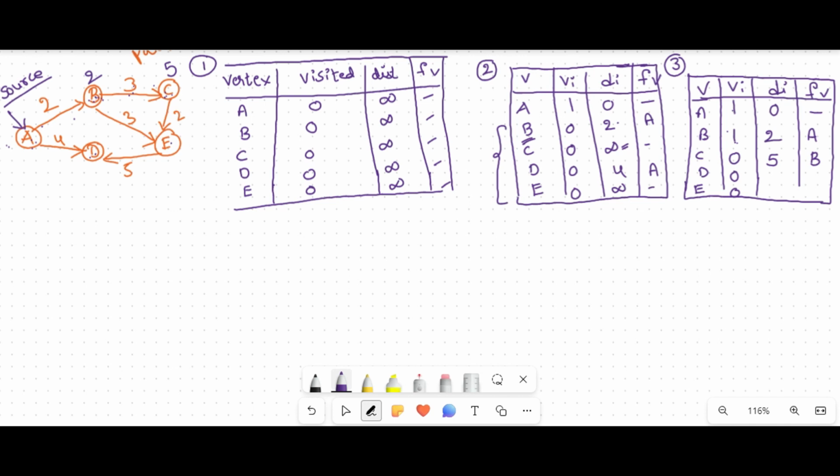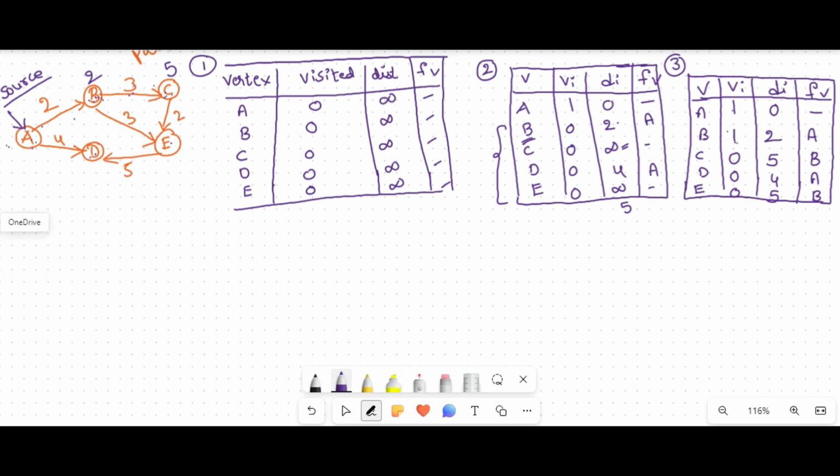Next, B vertex adjacent vertex is E. D is as it is for A. So A to B, already the distance is 2 units. Now the distance we have to calculate from source vertex A. That's why 2 plus 3, 5 units. Old distance is infinity. New distance is 5 units. So new distance is less than old distance. That's why we will update. So here it is 5, from the vertex B. So now these are the distances.